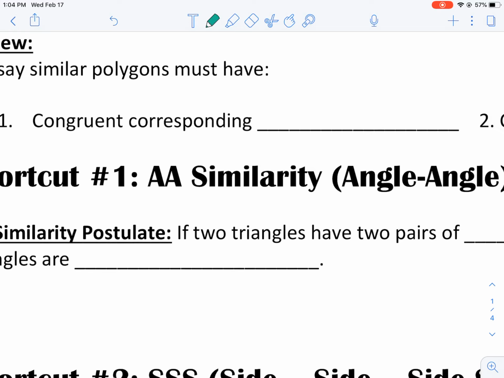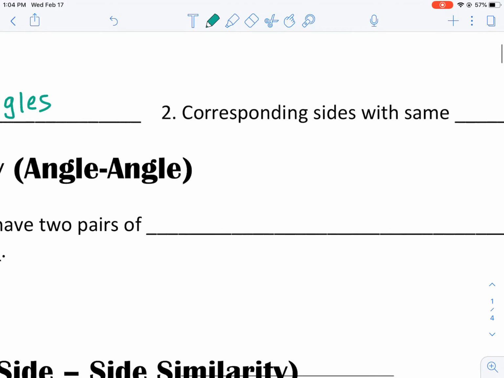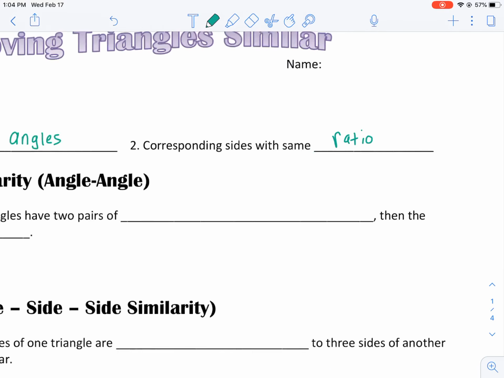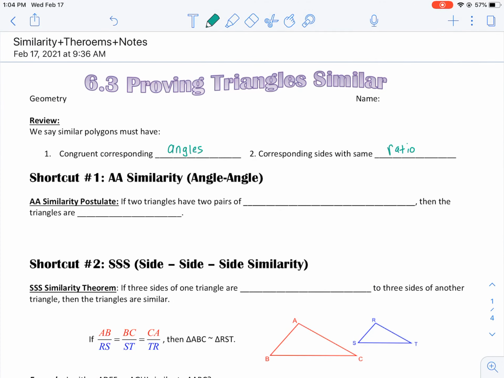Similar means that they have congruent corresponding angles. So angles are the same. And corresponding sides will have the same ratio, and that ratio is what we call the scale factor. So we're going to be talking about this a lot today.